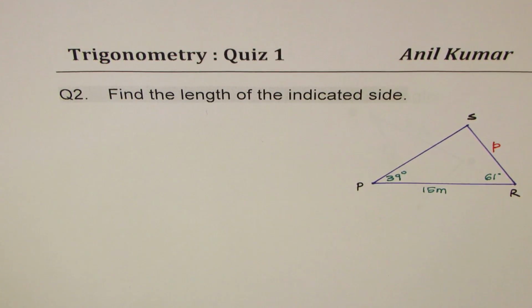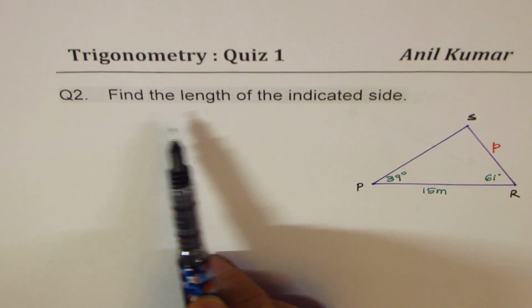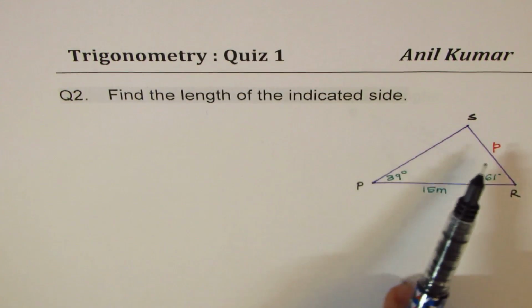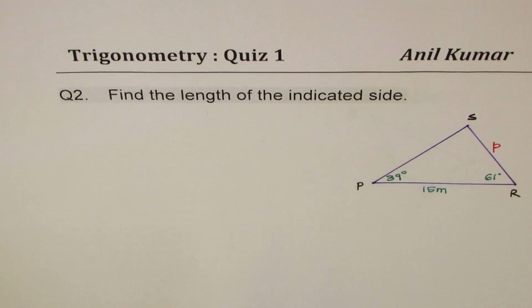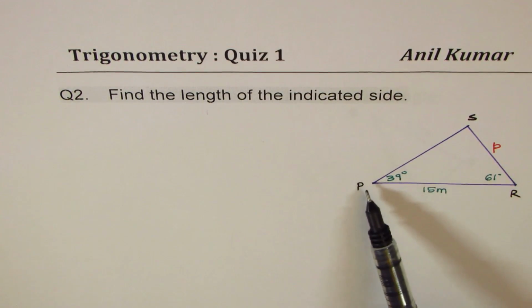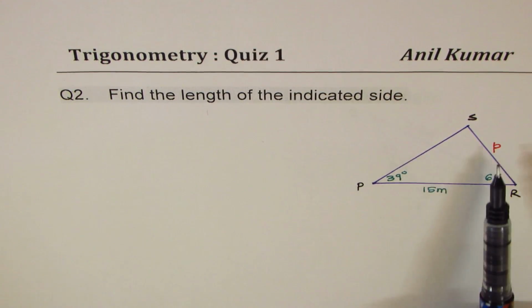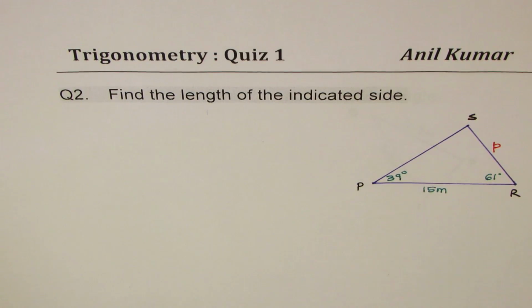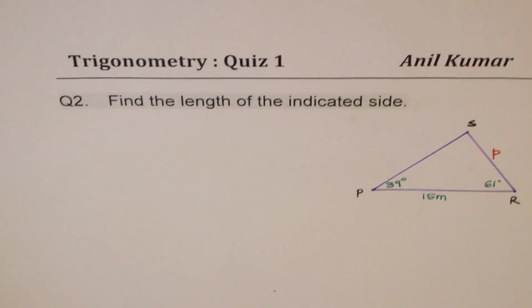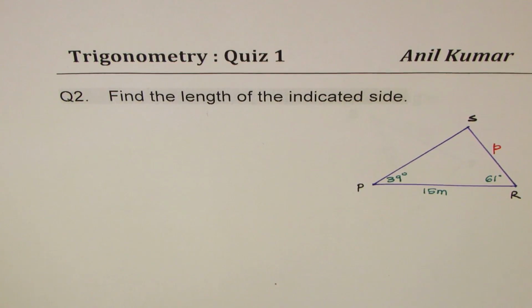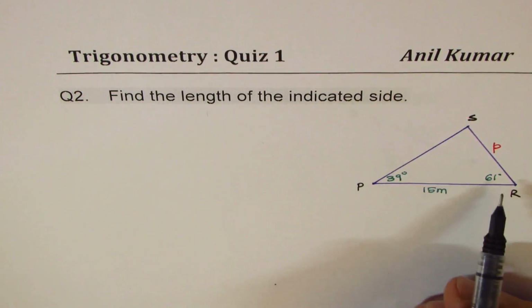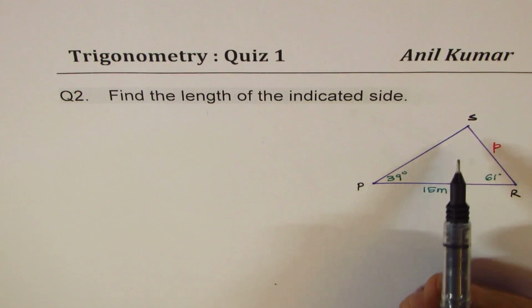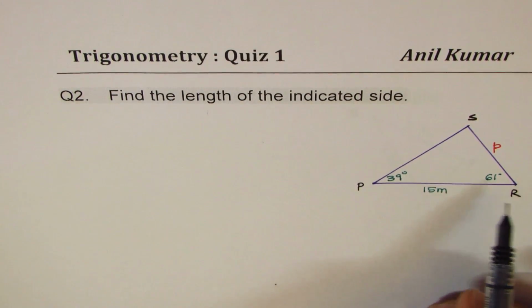And here, what we need to find is the length of the indicated side. The side is SR, which is written in lowercase p. So in any triangle, the side opposite to the vertex name is in lowercase. Vertex is given in capital letters, correct? Now here in question 2, the triangle given to us may or may not be a right triangle, correct?